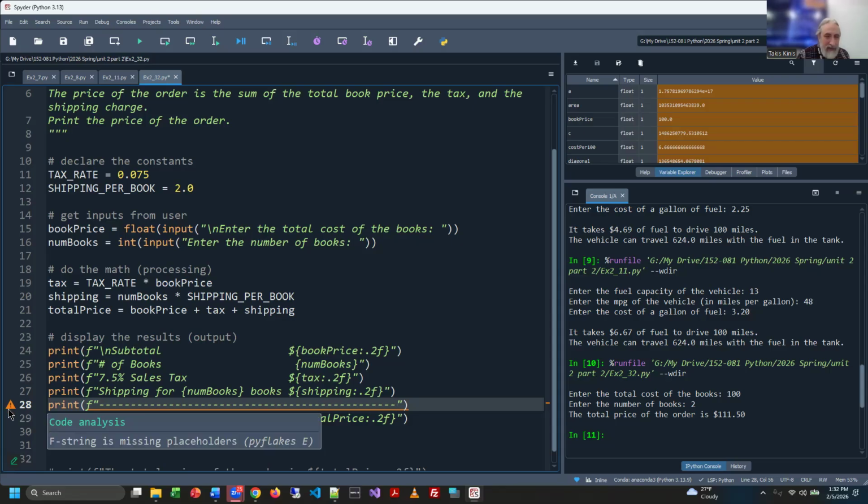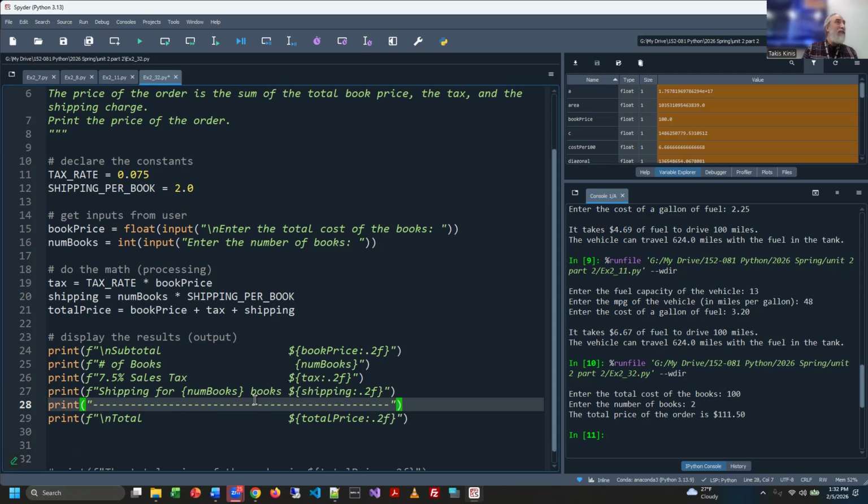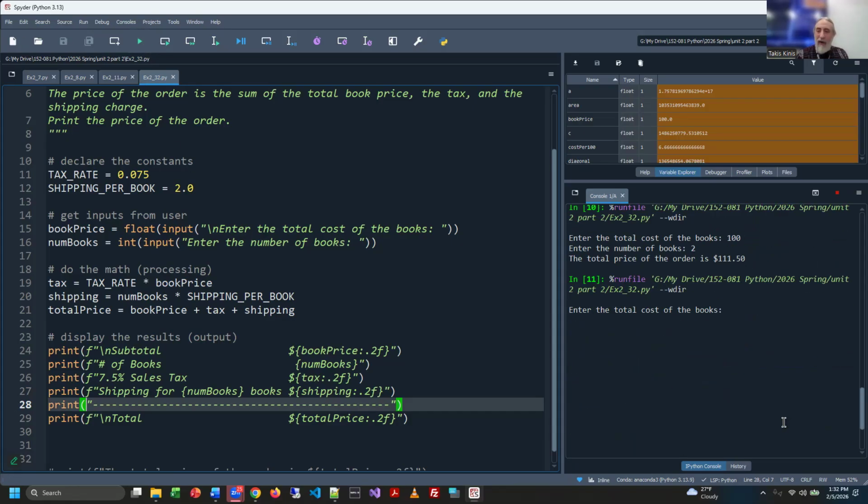F string is missing placeholders. Oh, yeah, I guess I don't need an F string because I don't have a variable inside of it. So if you don't put any variables in your string, you don't need the F. Would it break? No, it'll still run. All right, so let me run it now and take a look at the difference in the output.